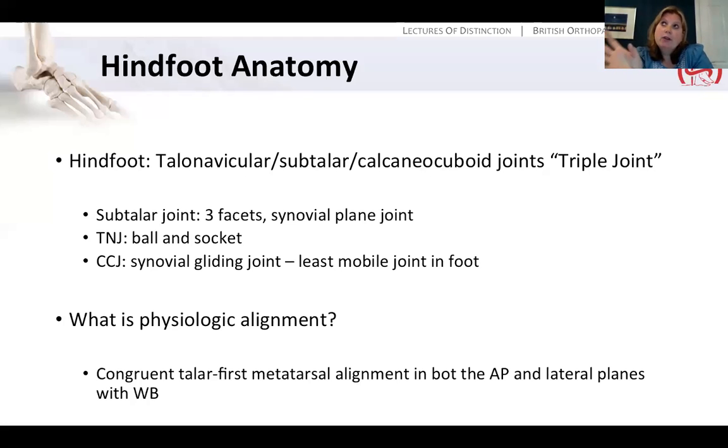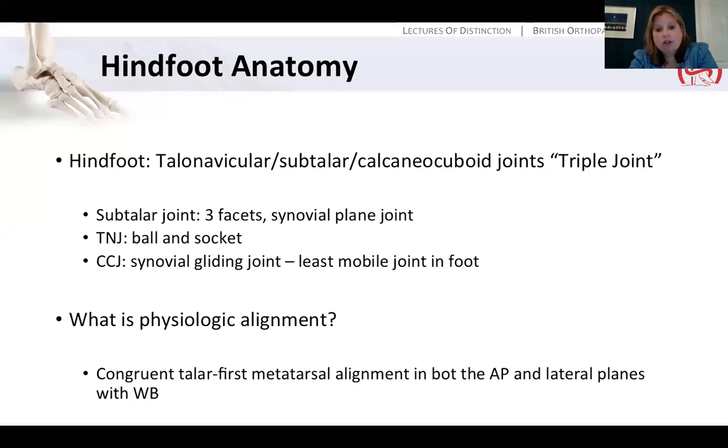And the talonavicular joint, you have to remember, is like a ball and socket joint. It's a very big, deep, wide joint. So when you're preparing to fuse it, you need to be mindful of its anatomy and that you clear all the different surfaces. When talking about hindfoot and how we treat arthritis and fusion type surgery, it's worth thinking about what the physiological alignment of the foot is.